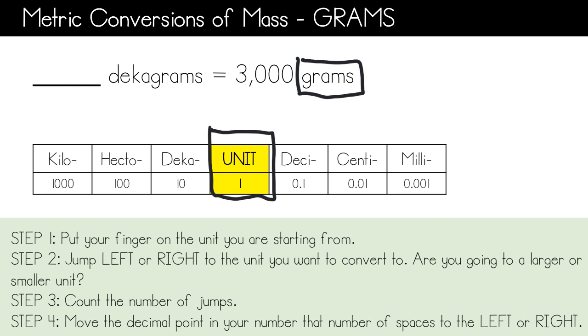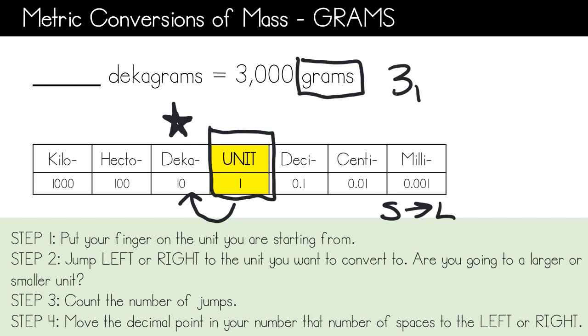That's where we're starting. And we're traveling to decagrams. That's where we want to go. So we are going from here to here. So are we going from larger to smaller or smaller to larger? We're going from units, which is our grams, to decagrams. So we are going from small to large. So we are dividing by one jump, so that's dividing by 10.